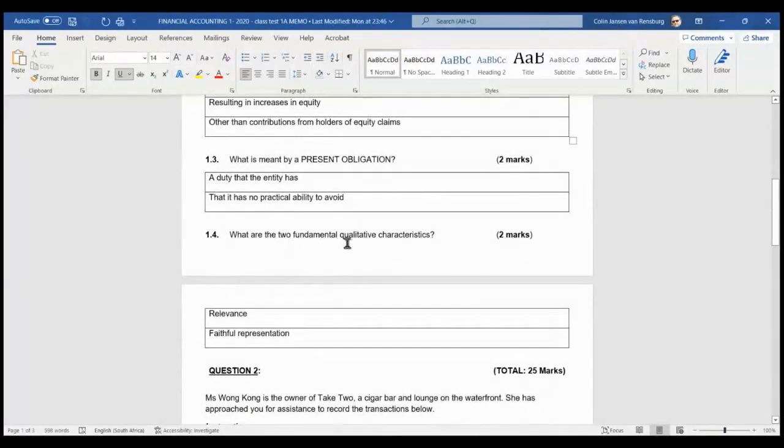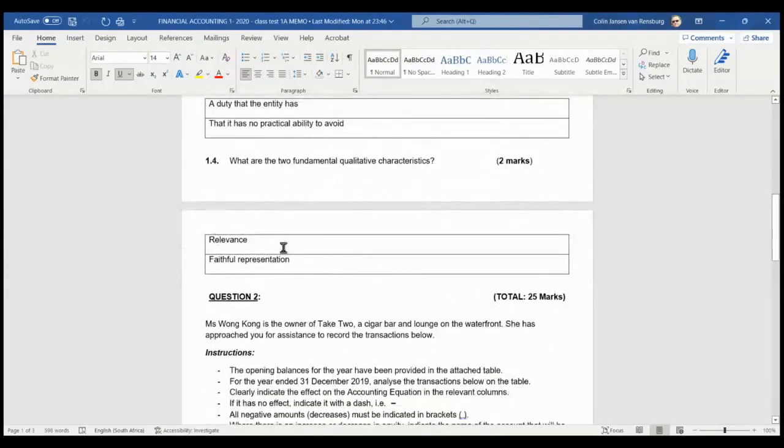And then what are the two fundamental qualitative characteristics? Because that also determines the recognition criteria for us. And we know that is relevance and faithful representation. Okay, so there you get an idea of what to expect from typical questions from the conceptual framework. They could also have asked you to explain in your own words what is meant by the accrual basis of accounting, or they could have asked you provide us with 2 or 3 methods of measurement. So there, those things that we've discussed recently.